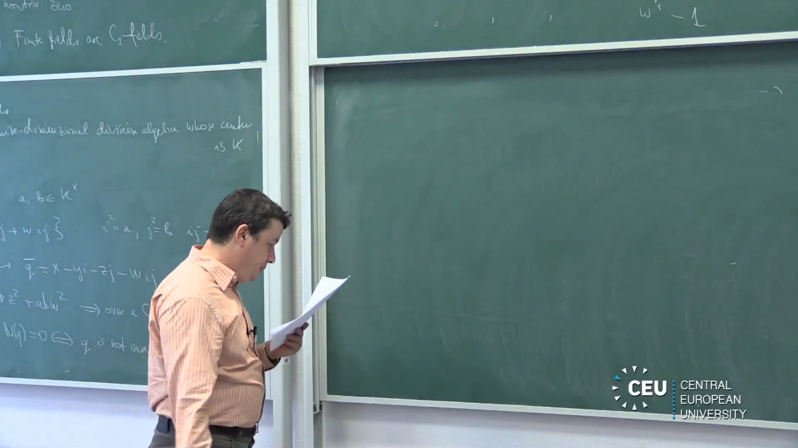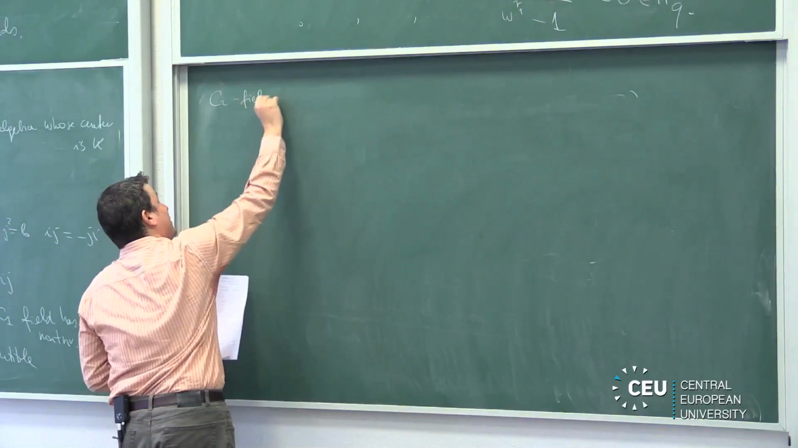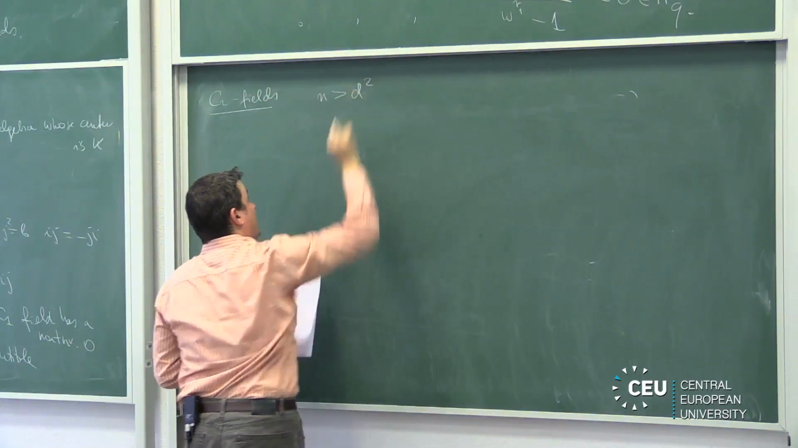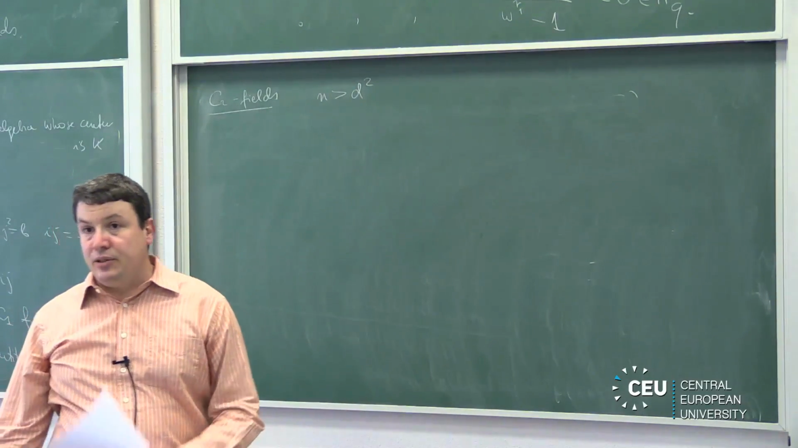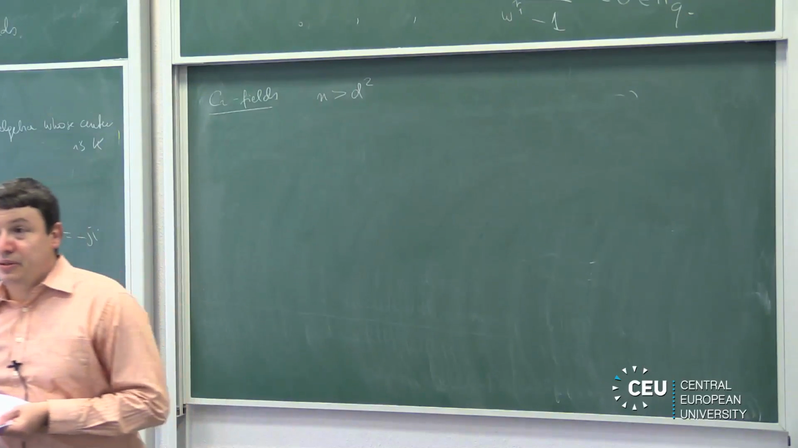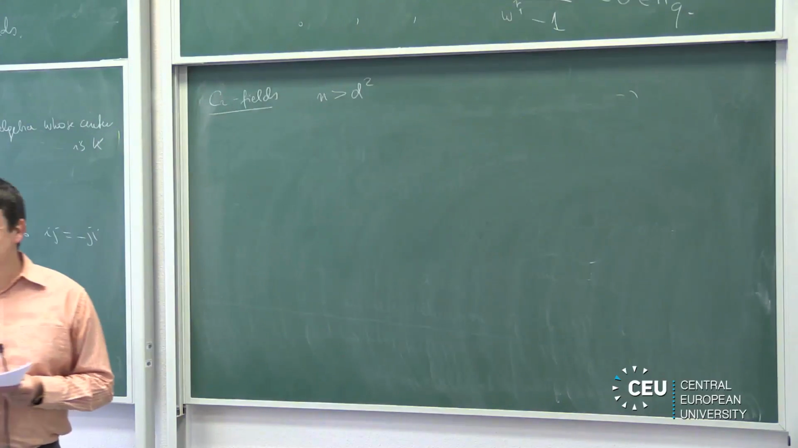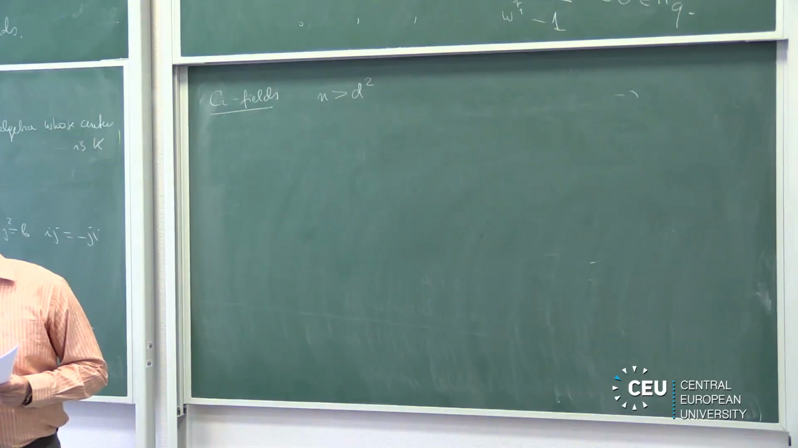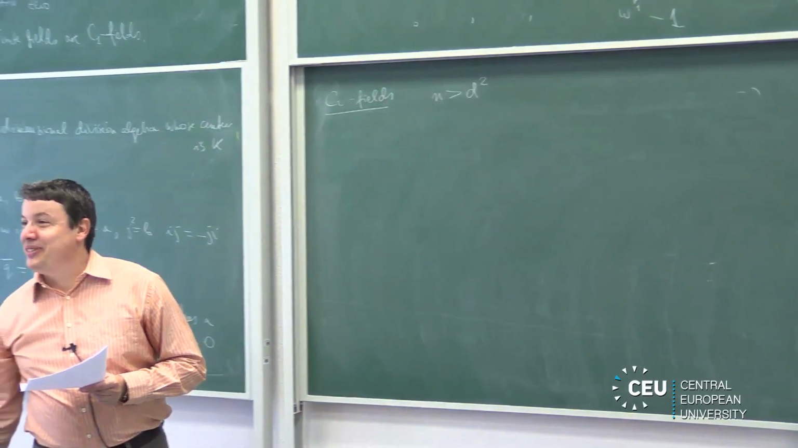Okay. So now I come to C2 fields. Here the condition is that the number of variables n should be bigger than the square of the degree. And that will ensure the existence of a non-trivial zero. So can you give me examples of C2 fields? You already know some. Concrete examples.